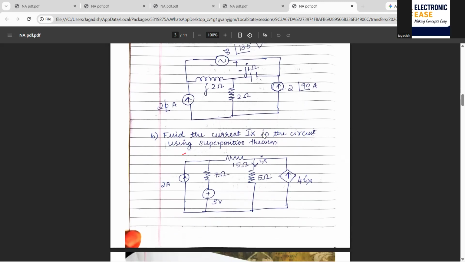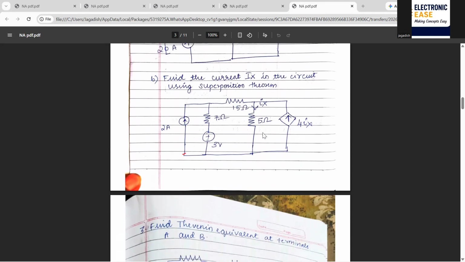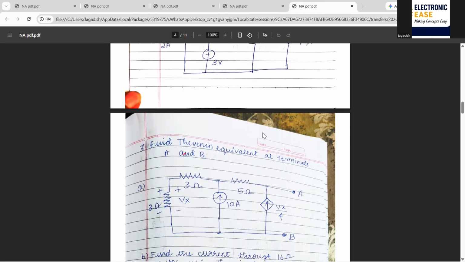I think you will be knowing. So find the current Ix in the circuit using the superposition theorem. So you need to basically focus on the superposition theorem problems, and then next comes the Thevenin equivalent circuit. So use the Thevenin's formula correctly. So find out the voltage Vx.